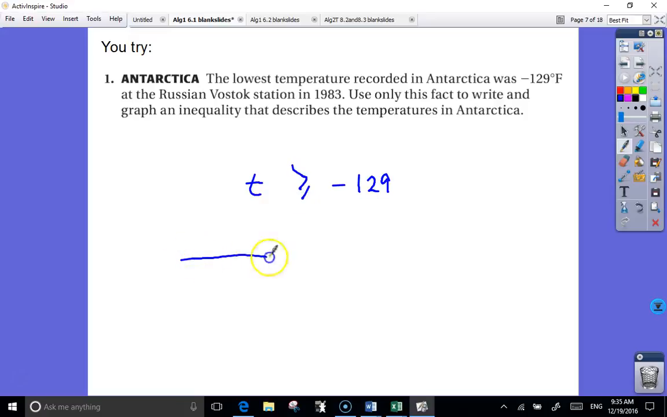Okay. So it's okay just to have a number line, put that -129 in the middle. Is it open or closed circle? Closed. Is it to the right or to the left? It's greater than, that's pointing in that direction. There you go.